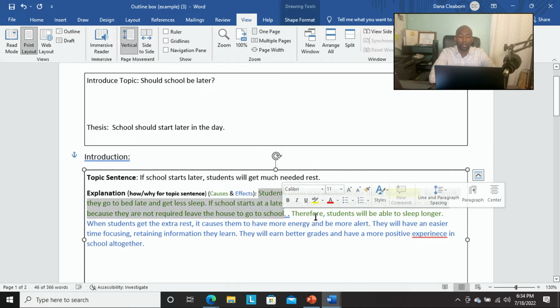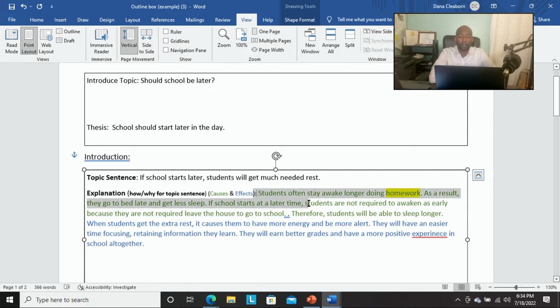Now the part in blue would be the effects. Okay, so in other words, what happens as a result of students getting much needed rest? So I revisit the topic sentence and I explain what happens as a result. Okay, so what happens as a result of students getting much needed rest? Okay, it says when students get the extra rest, it causes them to have more energy and be more alert. They will have an easier time focusing, retaining information they learn.